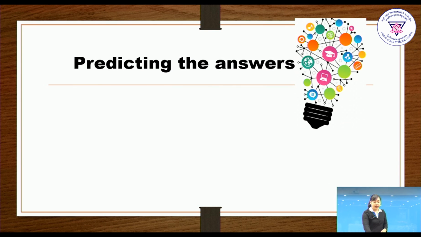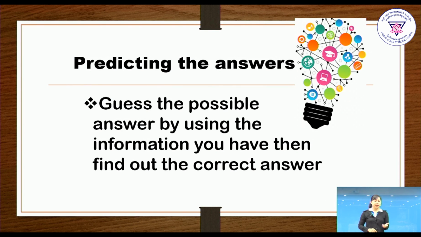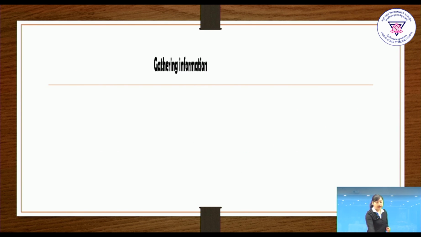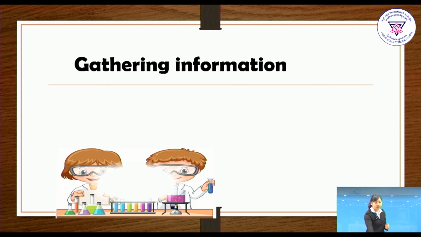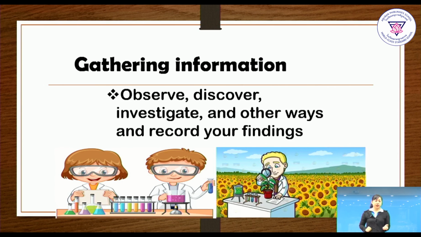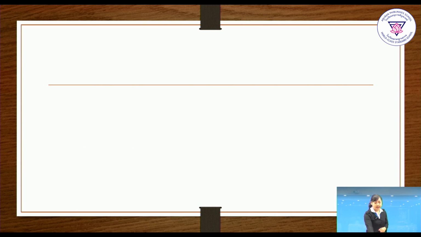The next one is the predicting of the answers. Guess the possible answer by using the information you have, then find out the correct answer. You try to guess or discover the answer to your questions. The next one is the gathering of information. You observe, discover, and investigate other ways and record your findings. When we say observe, you see the surroundings. Then you can gather information from it. The next one is discover. When you say discover, you explore the surroundings.